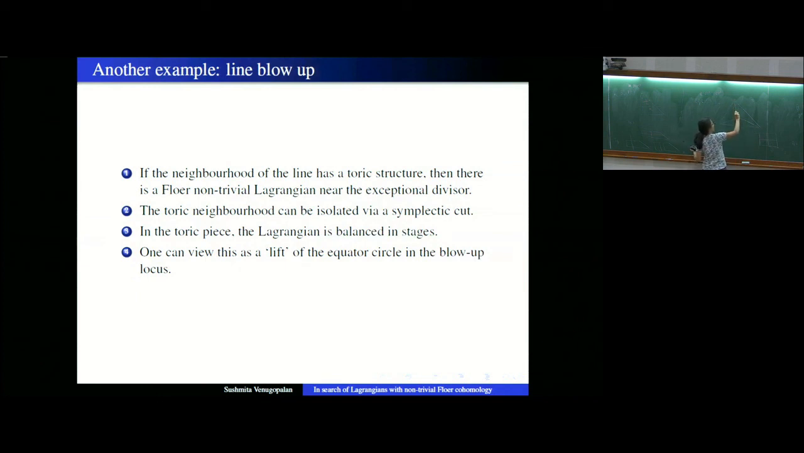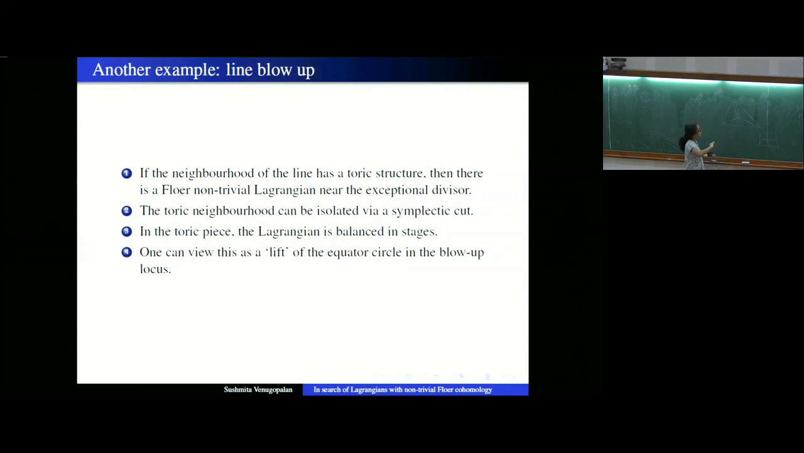So if this is my line L, the blow-up space is going to be: take out a neighborhood and cut it off. And instead, you get a new facet of the moment polytope, which is the exceptional divisor. So that is the moment polytope. And in this case, we do get a Lagrangian with non-trivial Floer homology, and it's close to the exceptional divisor, but close to the middle of the exceptional divisor. So it's somewhat like in front here.